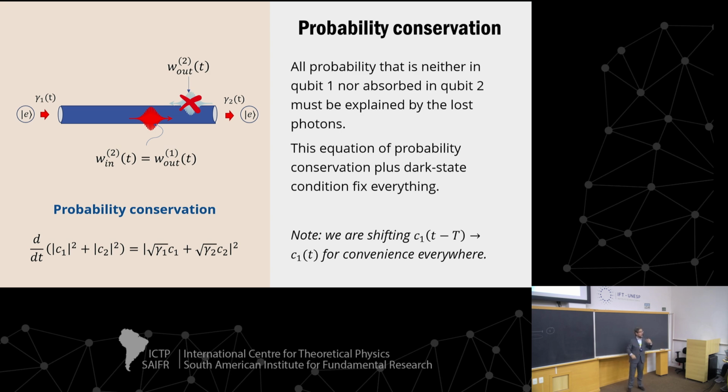If you give me essentially gamma 1 of t, that determines the dynamics of the first qubit. It determines C1 of t. Gamma 1 of t and C1 of t, together with these two equations, determine both gamma 2 of t and C2 of t. So you can design a control for creating a photon on one side of the waveguide, and I can tell you what the dynamics of both qubits is going to be and the control you have to put on the other side of the waveguide. Is this more or less clear?